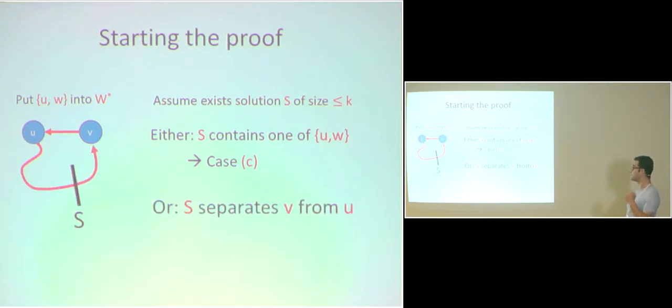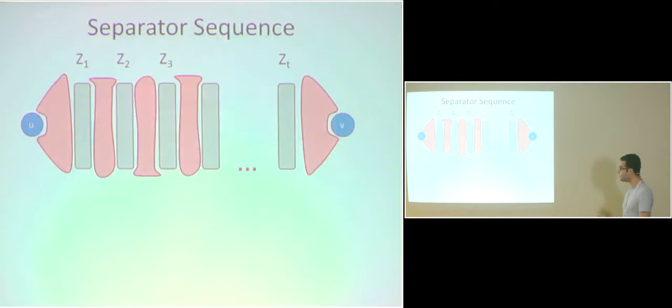Okay, so suppose that didn't happen. Then, definitely, if U reaches V, then this is a cycle. S has to intersect that cycle. So S has to separate V from U. So after I remove S, U can no longer reach V. So let's look at the separators from U to V. Now we're going to do something pretty interesting. We're going to compute something called a separator sequence. What is a separator sequence?